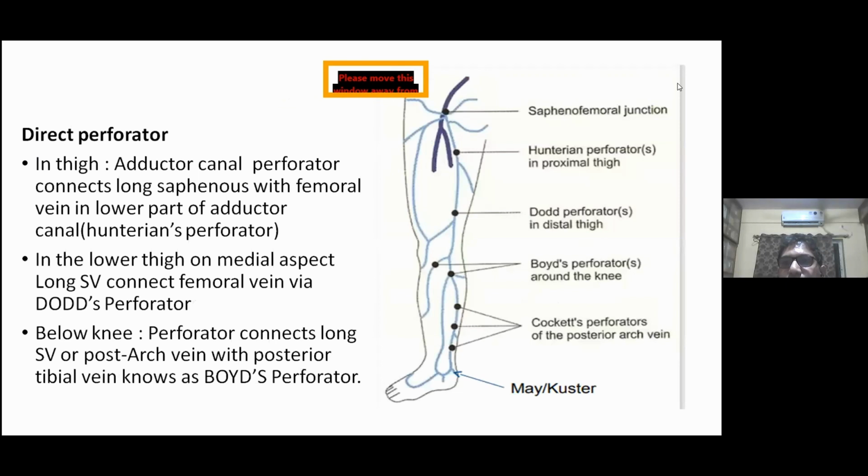Now, this is the saphenofemoral junction. Among the direct perforators in the thigh, the adductor canal perforator connects the long saphenous vein with the femoral vein in the lower part of the adductor canal, which is known as Hunterian perforator. In the lower thigh, on the medial aspect, the long saphenous vein connects with the femoral vein via Dodd's perforator. This is the distal thigh. And below the knee, a perforator connects the long saphenous vein or posterior arch vein with the posterior tibial vein, known as Boyd's perforator. This is Boyd's perforator.